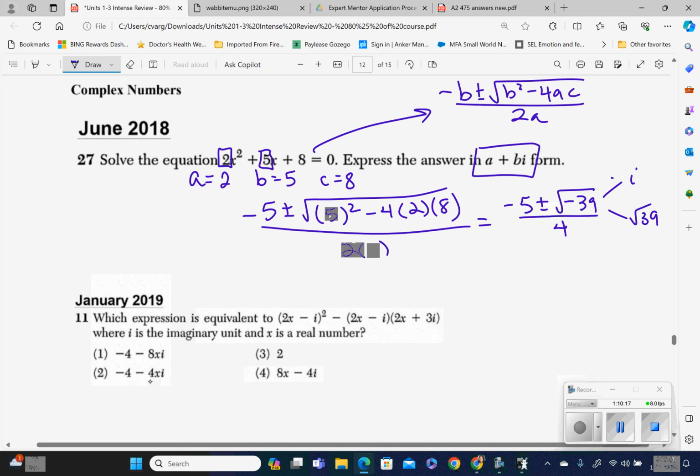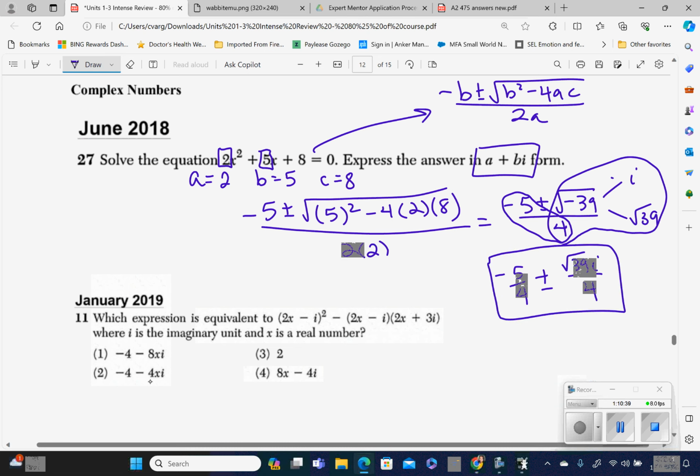That doesn't help us. So we could just leave our answer as negative 5 over 4, because this is like the Band-Aid method, right? This shares a 4, and so does this right here. So this is plus or minus. So I'm going to do radical 39 i over 4. That's my whole answer, okay?